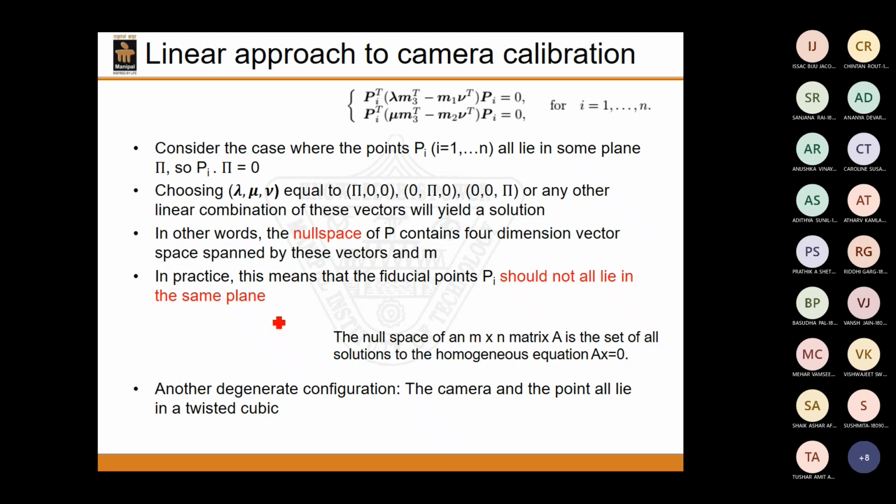So if you're just looking at some points which are lying along the same plane only, then the estimate that we are considering for the camera parameters is not going to be a good estimate. So we need to consider points which are present in different planes in order to get a good estimate of the camera parameters.